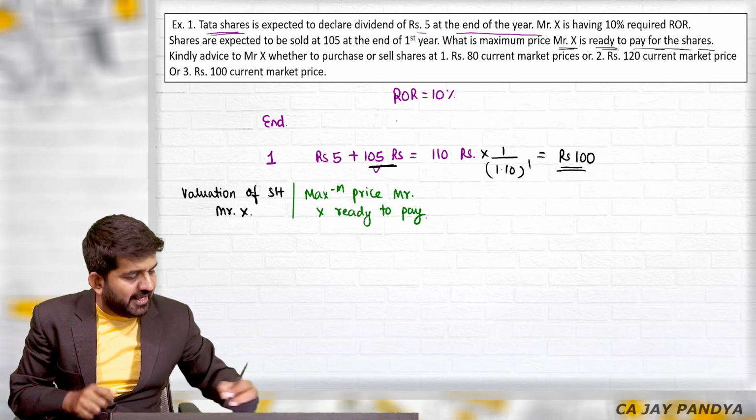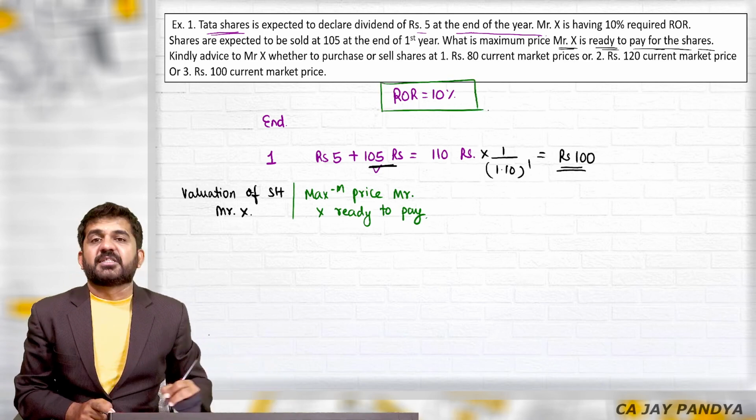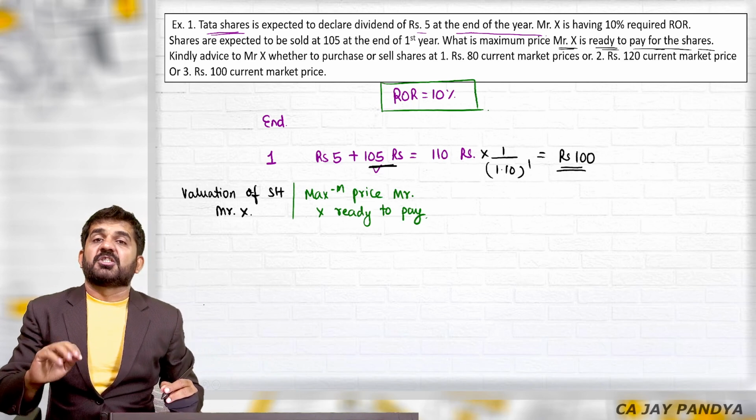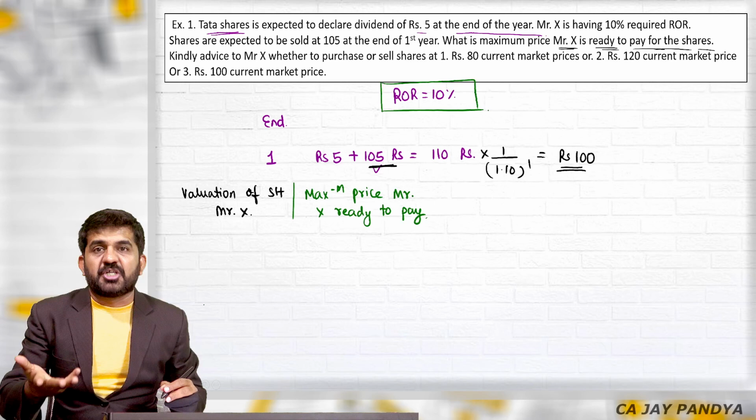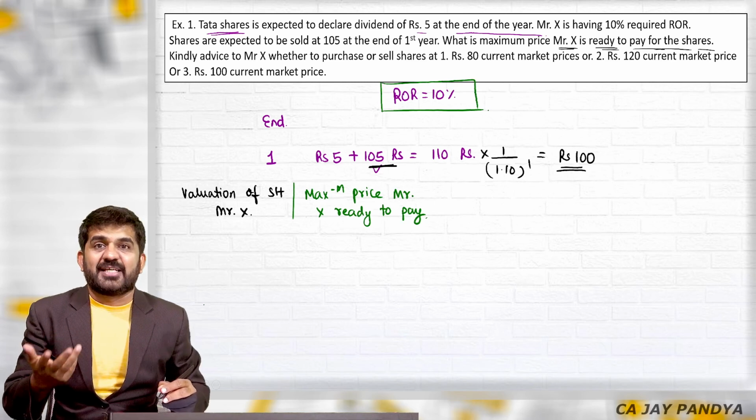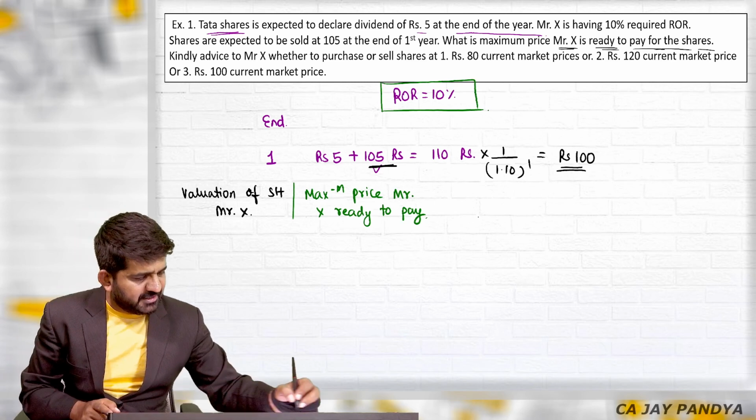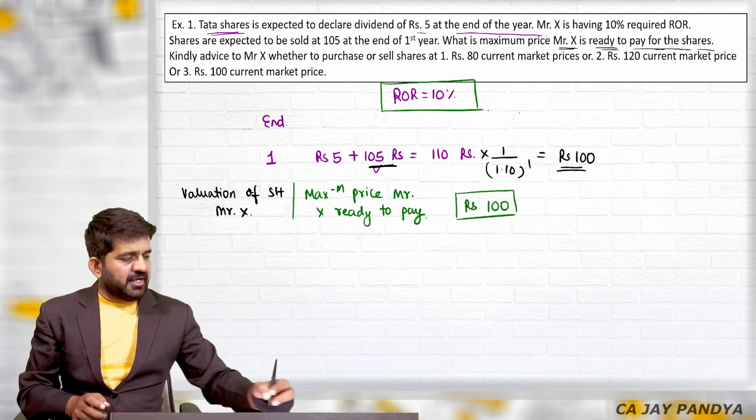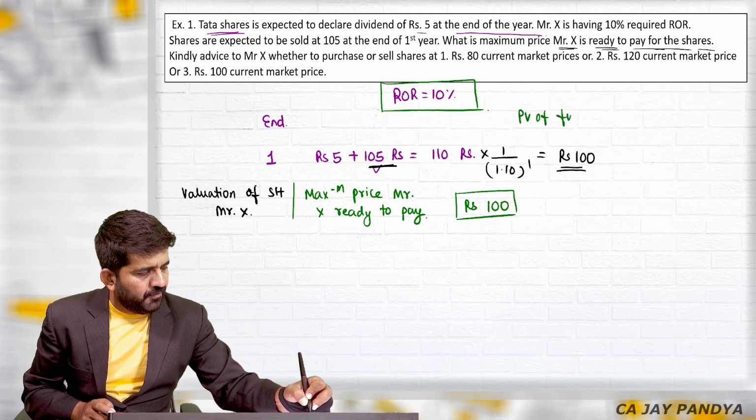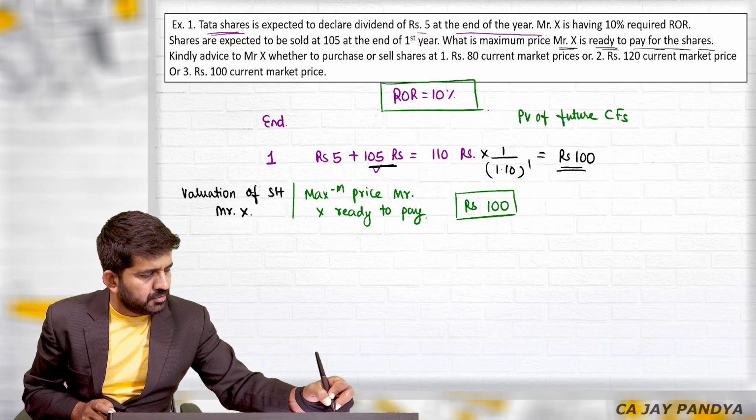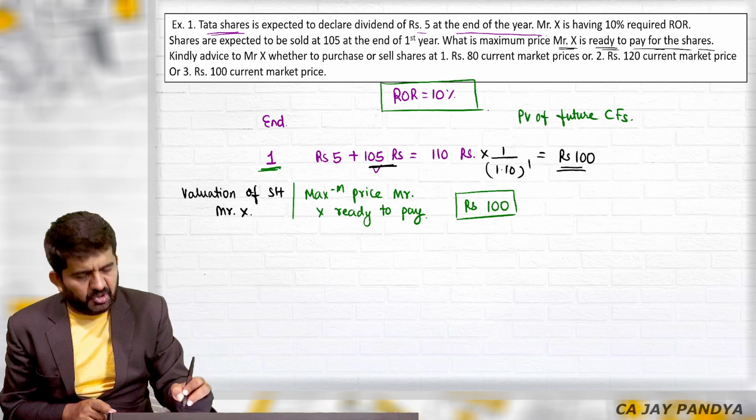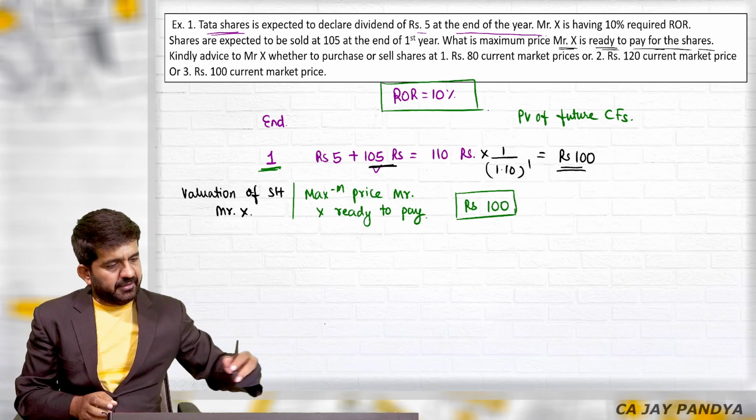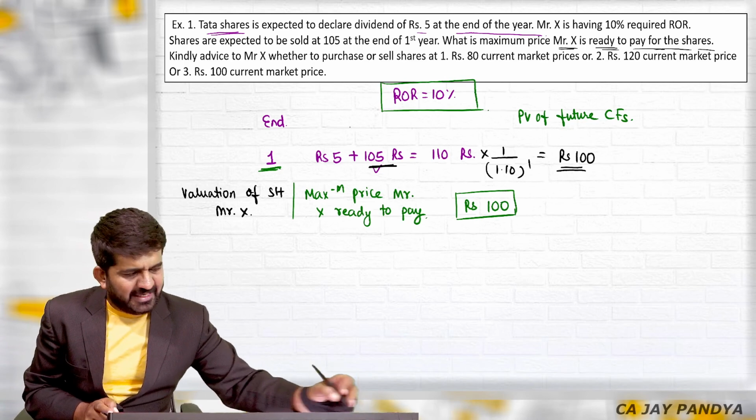Why only Mr. X? Because we have taken the discount rate of Mr. X, right? So the question can be framed in both manners. What is the value of the share? What is the valuation as per finance? What is the maximum price X is ready to pay? The concept is the same, which is rupees 100. How to find rupees 100? Present value of future cash flows. Here the cash flow is only of 1 year. We will find the present value of only 1 year. I am getting rupees 100.